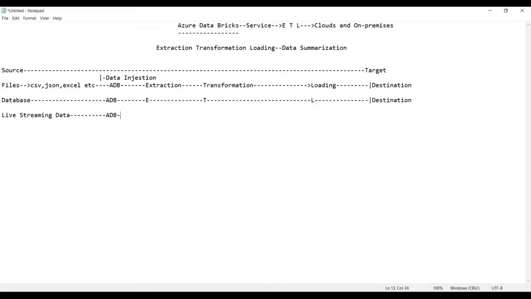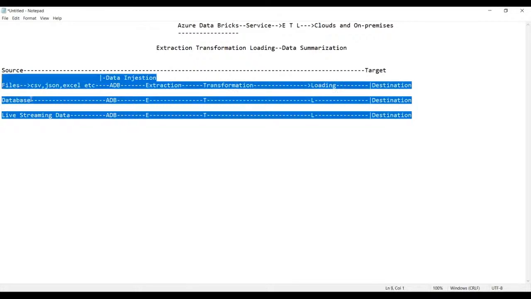And then what do we do? We use extraction, and then we perform transformation. And then finally we perform the loading. This loading will be done ultimately into the destination. Getting my point? This is how the entire process works: extraction, transformation, and finally loading the data into the destination.